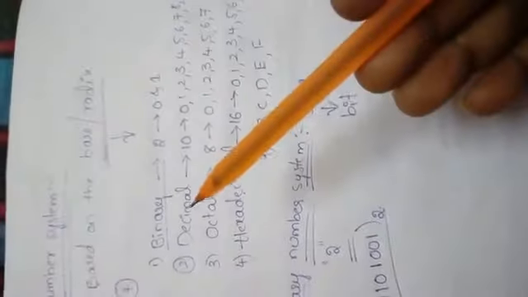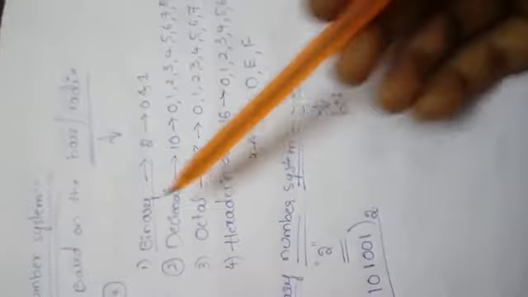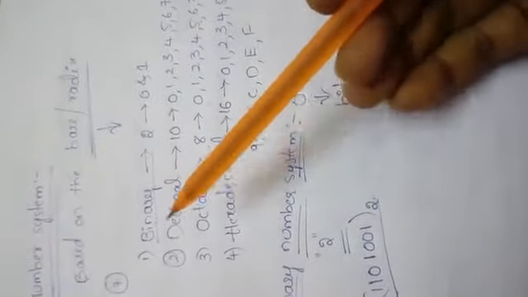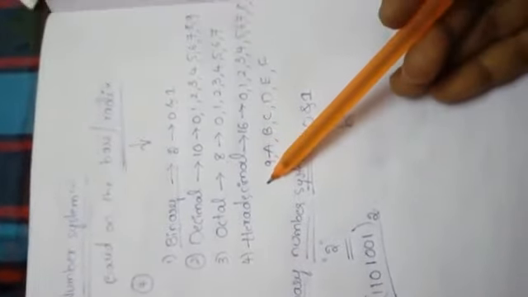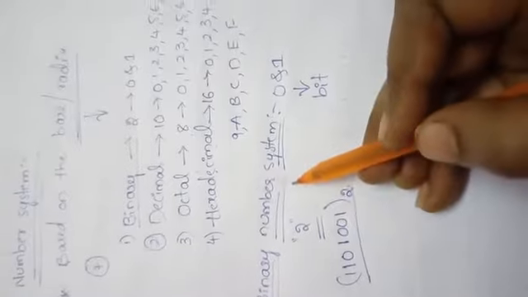Okay, now we'll see one by one. What is the binary number system, and how to represent binary numbers. Likewise, what is the decimal number system, and how to represent decimal numbers. Like that we can define all the number systems. First I am taking the binary number system, as this is the first number system.